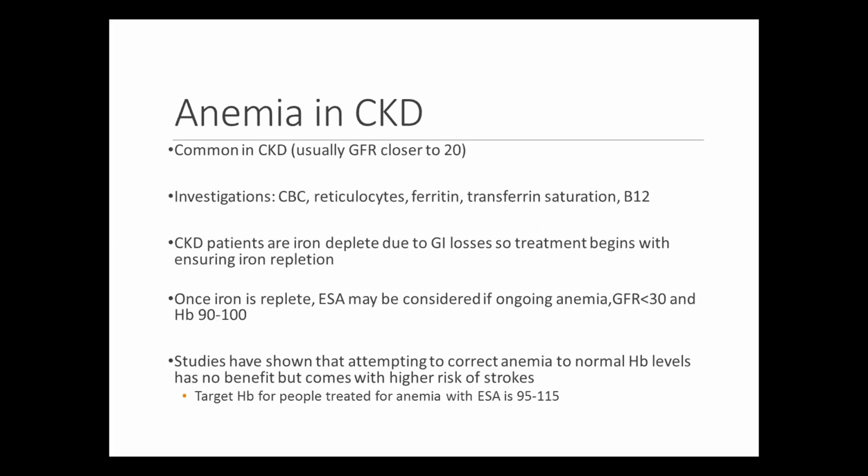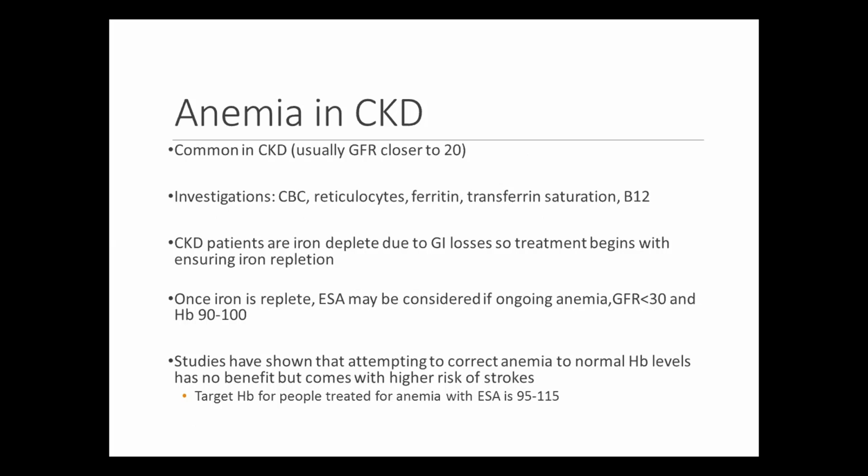Anemia is also common in CKD, and we usually see this as a complication of CKD at GFRs closer to 20. We investigate it with iron studies and rule out other causes like B12 deficiency. CKD patients tend to be iron deplete because of GI losses, and so the treatment starts with ensuring that patients are iron replete. And once replete, an ESA, so EPO, can be considered if there's ongoing anemia with low GFR and hemoglobins of 90 to 100.